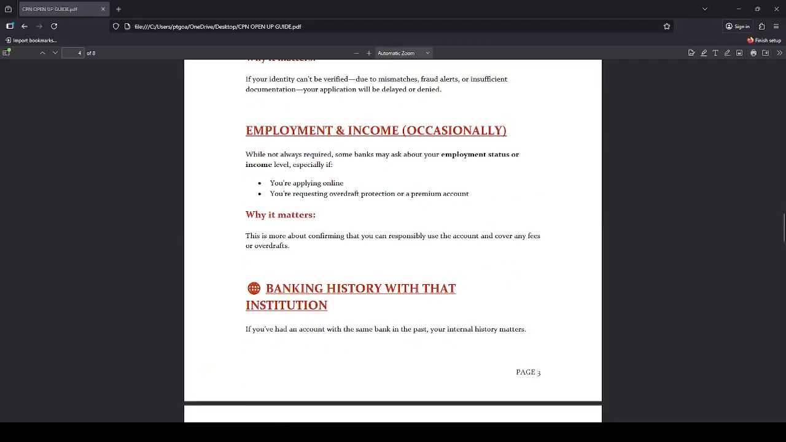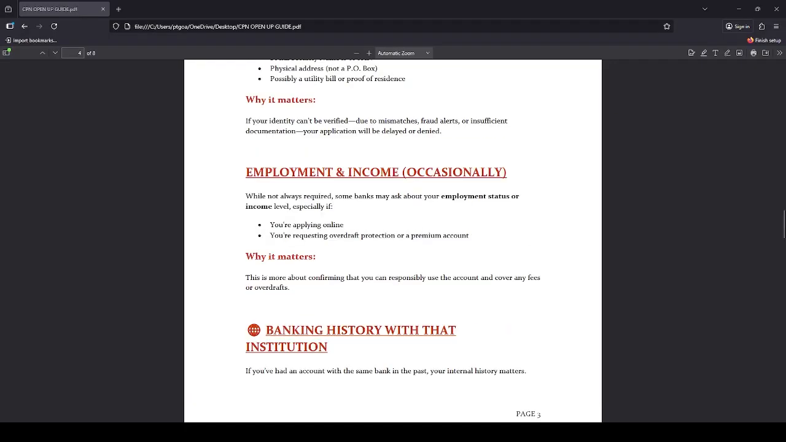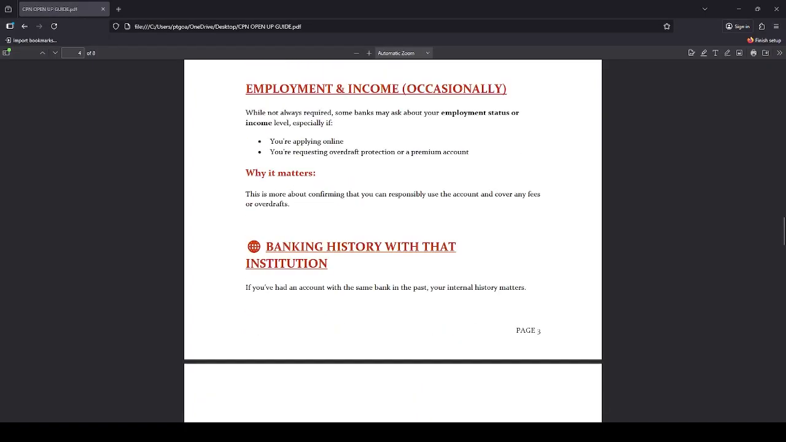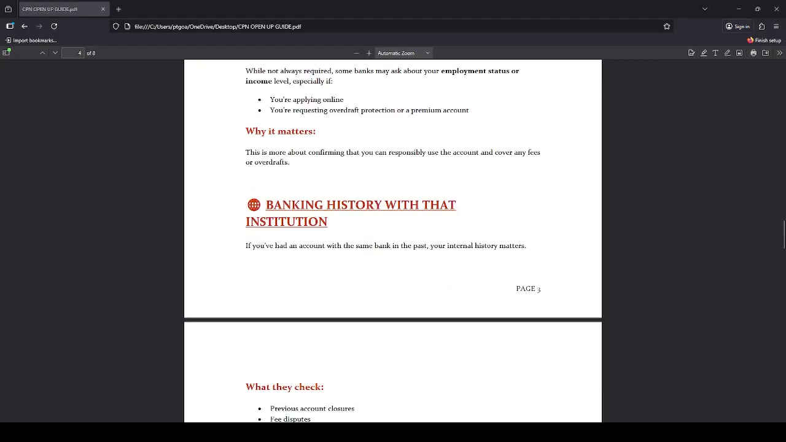Employment, this really doesn't matter, but why it matters is this is more about confirming that you can responsibly use the account and cover any fees or overdraft. So if you're trying to do too much and get premium accounts and stuff like that, employment and income could matter, but we all know it really doesn't matter for real. Just be regular, be normal.